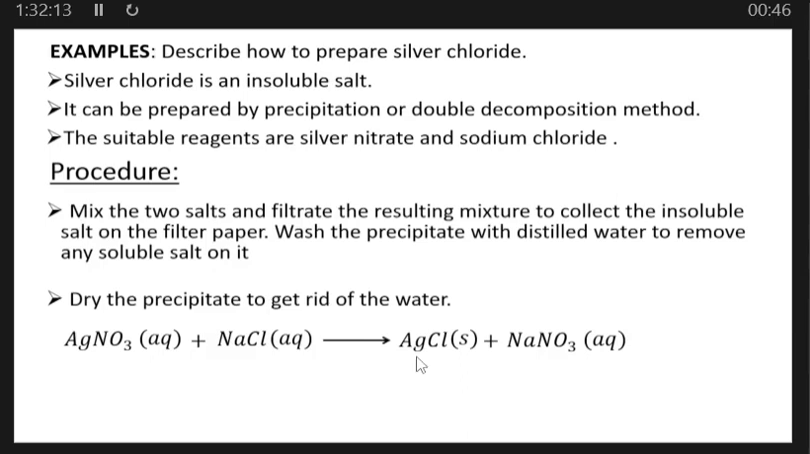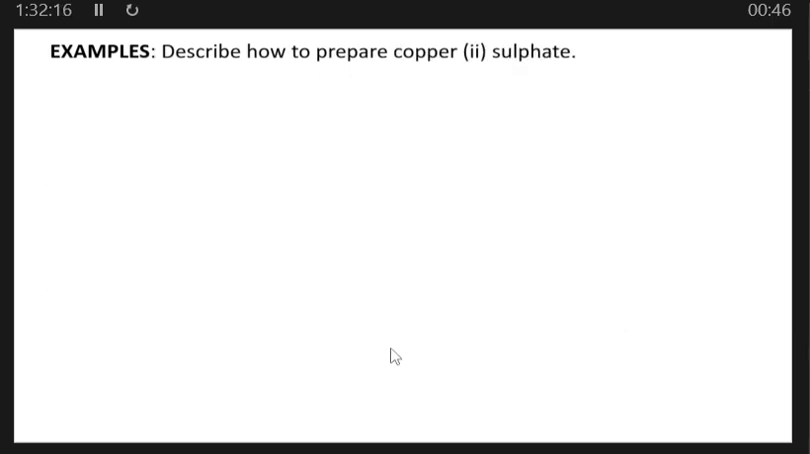All right, so let's move to another example. I think this is the last example, which says describe how to prepare copper 2 sulfate. So now they're asking us to prepare copper 2 sulfate. All right, so copper 2 sulfate, is it a soluble salt or an insoluble salt? It is a soluble salt because for sulfates, only calcium sulfate and barium sulfate are insoluble.